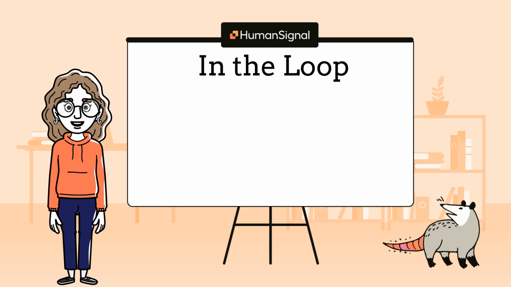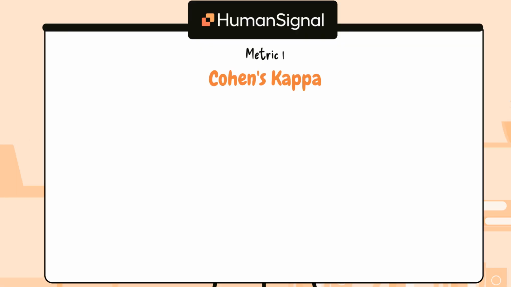Last week on In the Loop, we talked about task-based agreement metrics that you can use to understand the quality of the labels you're getting on a per-task basis. This week, we're going to dive into two metrics that can help you understand how reliable your annotators are from a project or dataset level, Cohen's Kappa and Fleiss Kappa. Let's dive in. We'll start with Cohen's Kappa.